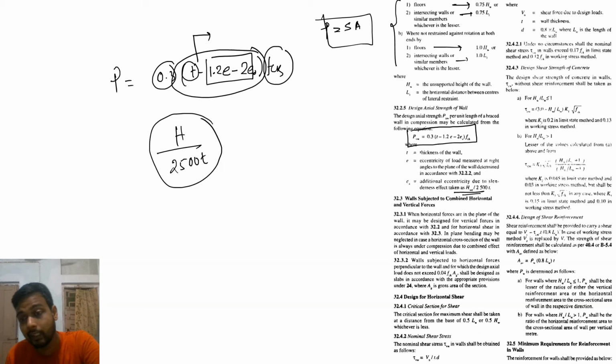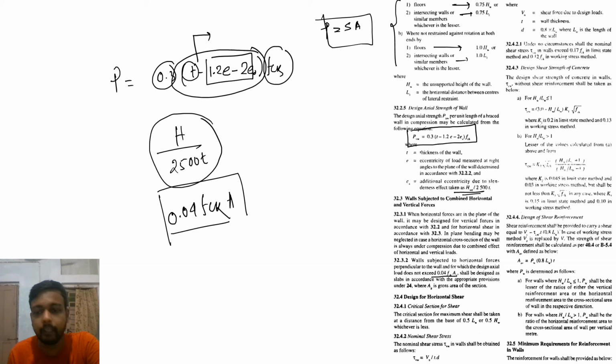Wall subjected to combined horizontal and vertical force. The horizontal forces are in the plane of the wall, it may be designed for vertical force in accordance. For a wall subjected to horizontal forces perpendicular to the wall, the axial load does not exceed 0.04 fck Ag. This is very important from this page. Critical shear section: the critical shear section is taken at a distance from the base of 0.5 L or 0.5 Hw.